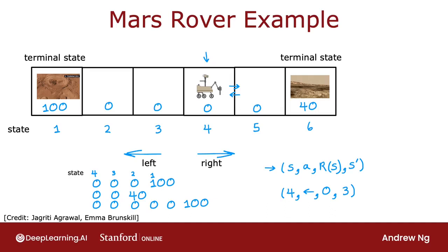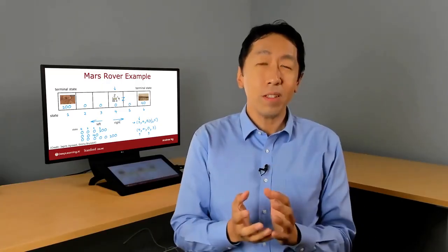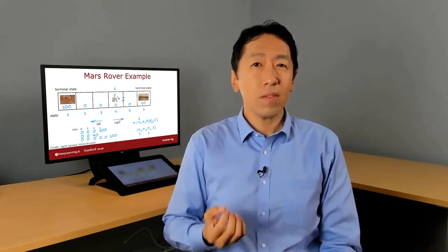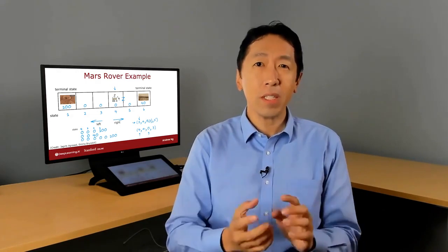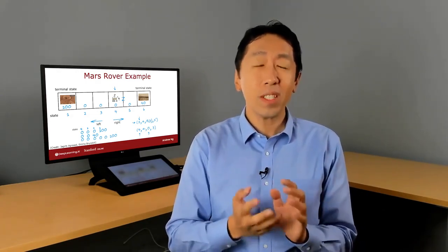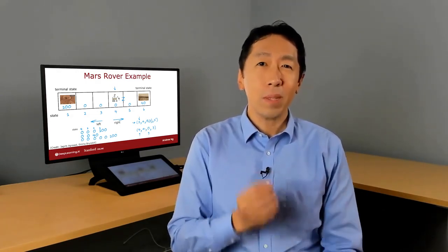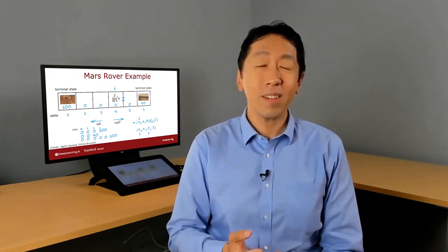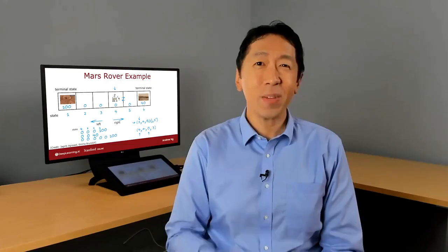And just for clarity, the reward here, R of S, is the reward associated with this state. So this reward of 0 is associated with the state 4 rather than with the state 3. So that's the formalism of how a reinforcement learning application works. In the next video, let's take a look at how we specify exactly what we want the reinforcement learning algorithm to do. In particular, we'll talk about an important idea in reinforcement learning called the return. Let's go on to the next video to see what that means.